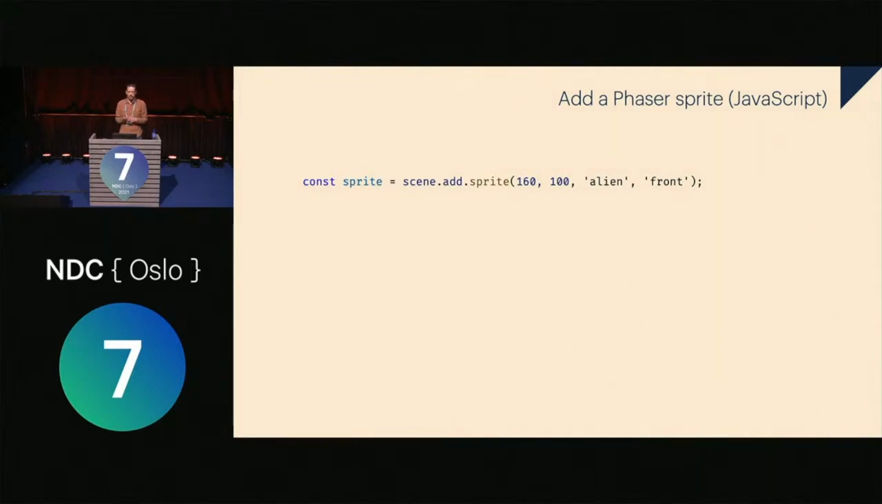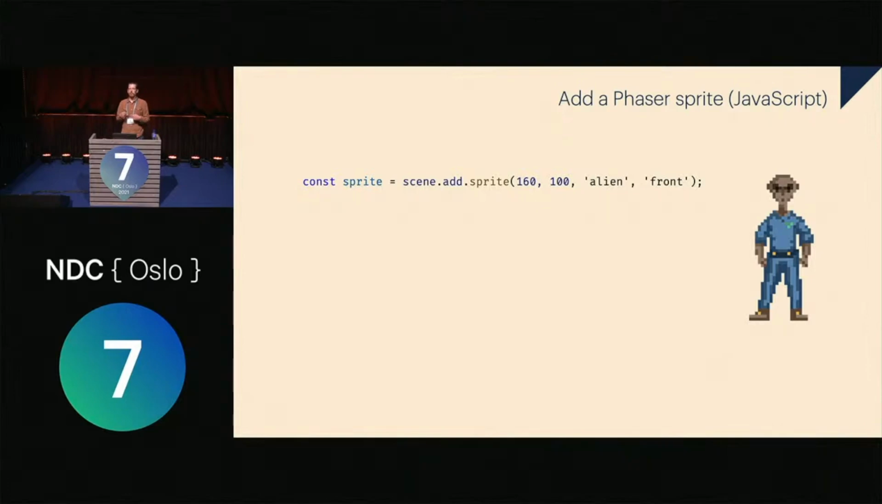It's pretty easy. It's basically this one-liner. So you call scene.add.sprite, you give the location for the sprite. Alien is the name of my sprite sheet, and then front is the name of the image in that sprite sheet, and that will give me this alien here, which is not a character from the game.